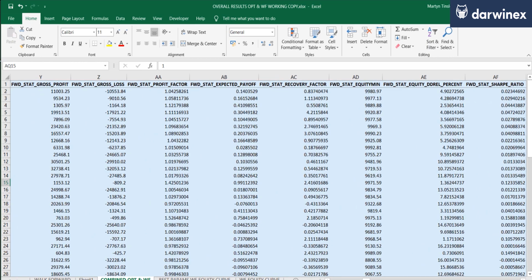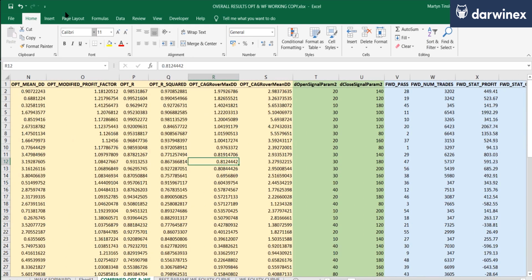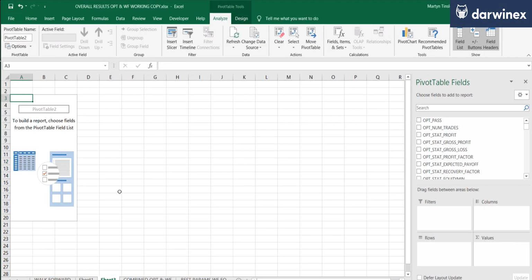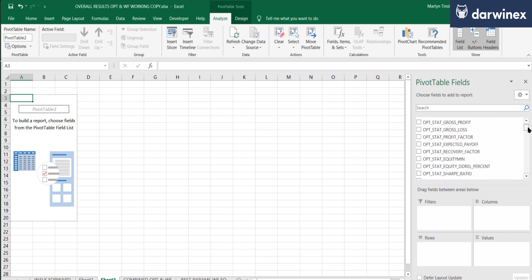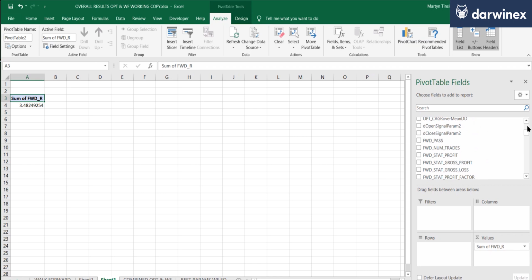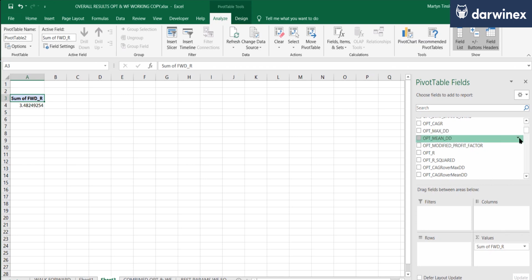So again, we're going to create a pivot table of our data. And here, for every performance metric that we look at, we're going to look at how smooth that equity curve is in the walk forward phase, which of course is the R value. So now we can go back to our optimization values and start to look at the relationship. So let's start with CAGR over maximum drawdown.